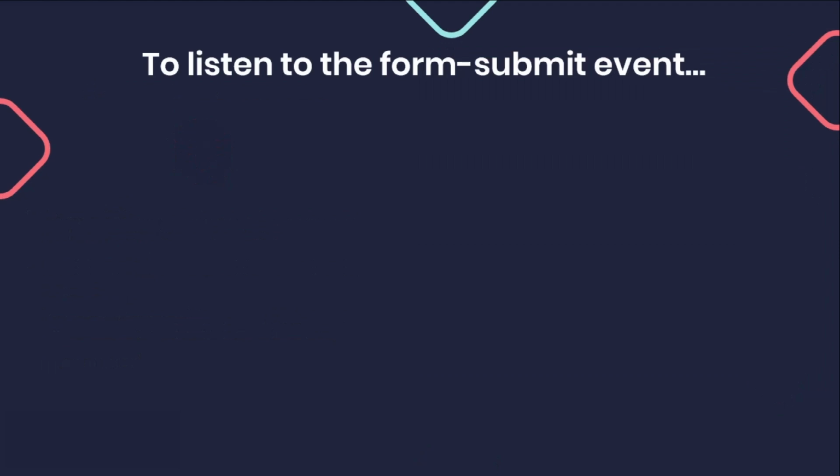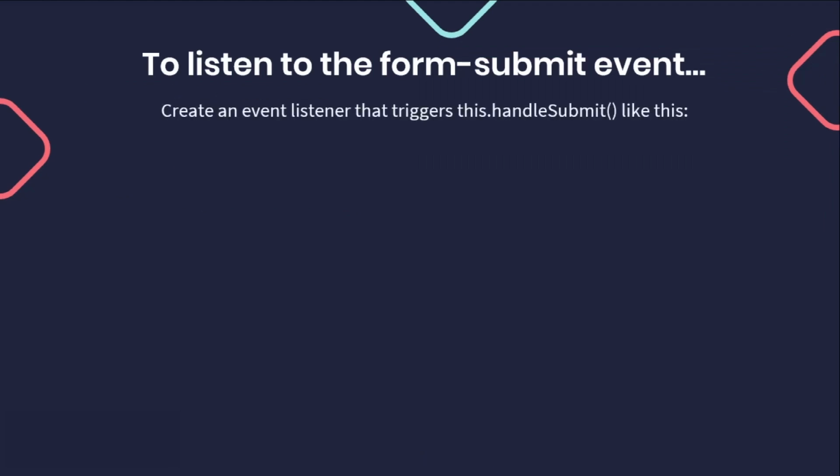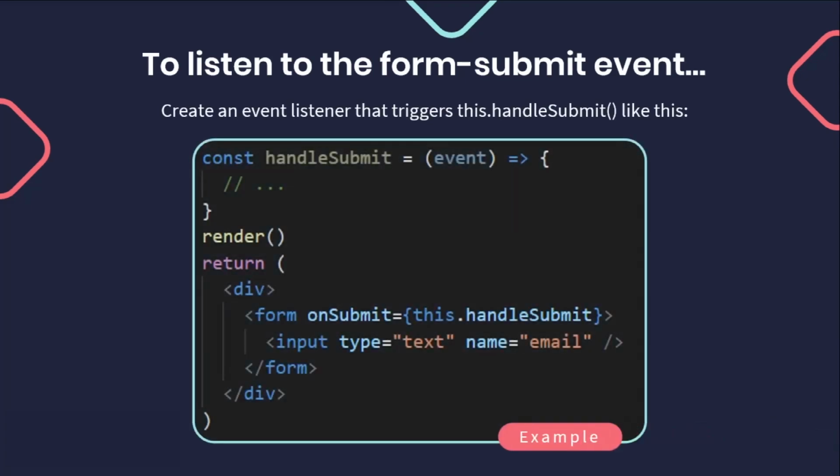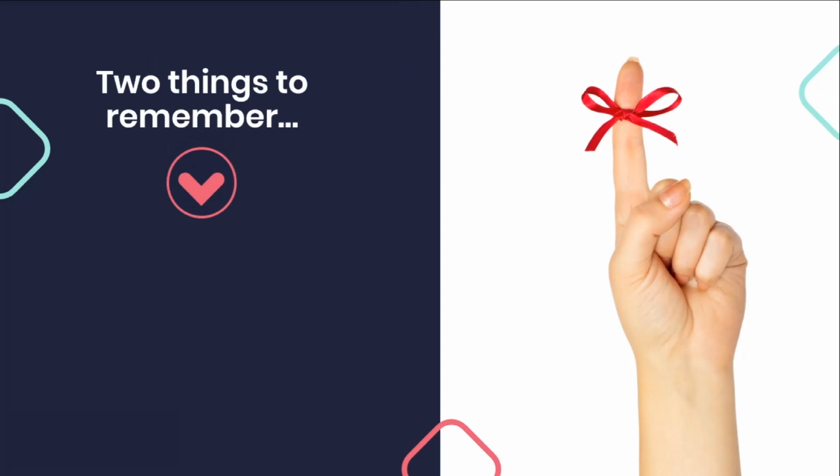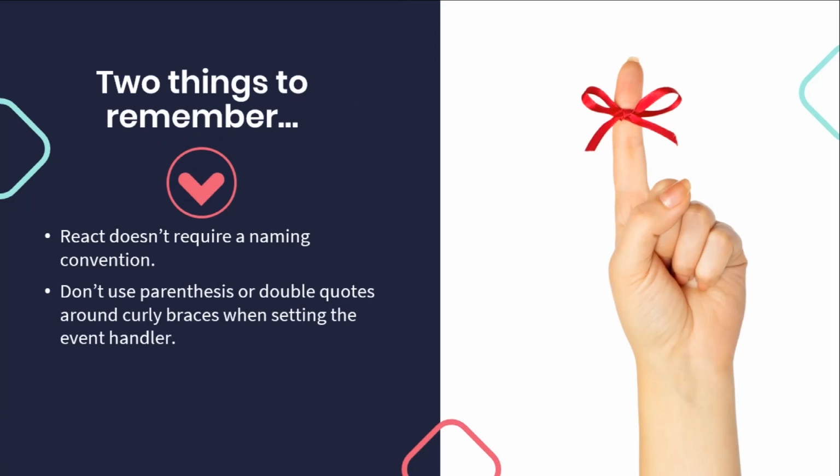You can listen to the form submit event by creating an event listener that triggers this.handleSubmit, like this. Note that you need to implement the handleSubmit function outside of render, just as you would with any other event. And here are 2 things to remember. React doesn't require a naming convention, so you can name the event handler however you wish, as long as the name is understandable and somewhat consistent. And the other thing is, don't invoke a method or use parentheses, and don't use double quotes around curly brackets when setting the event handler.